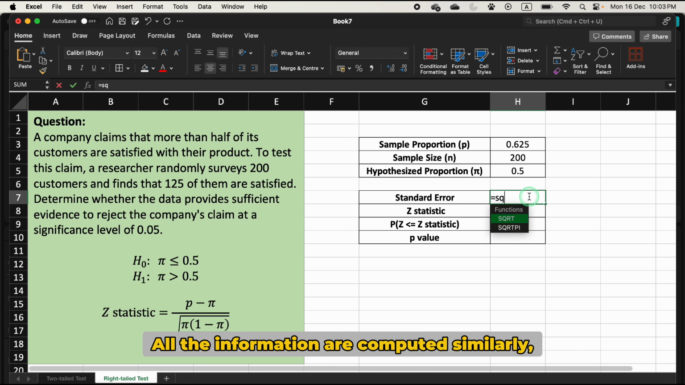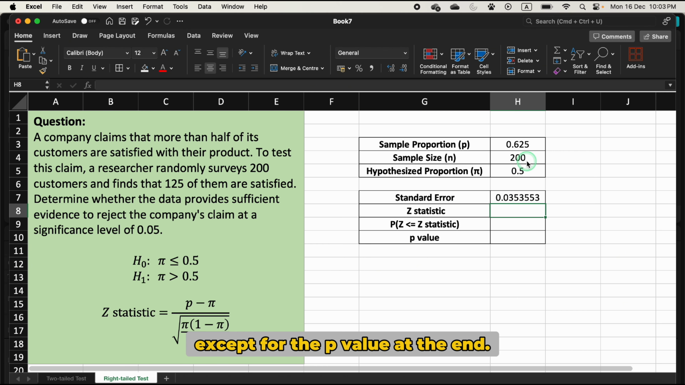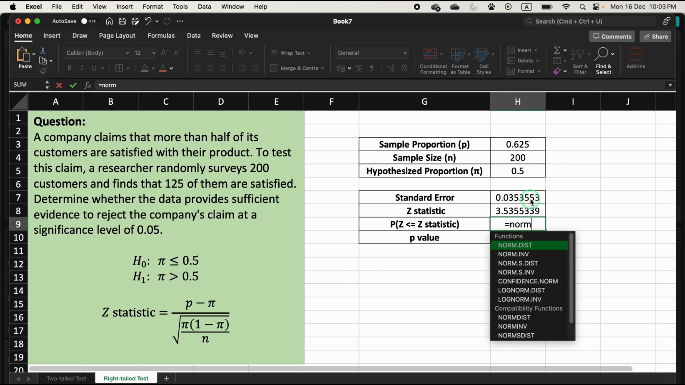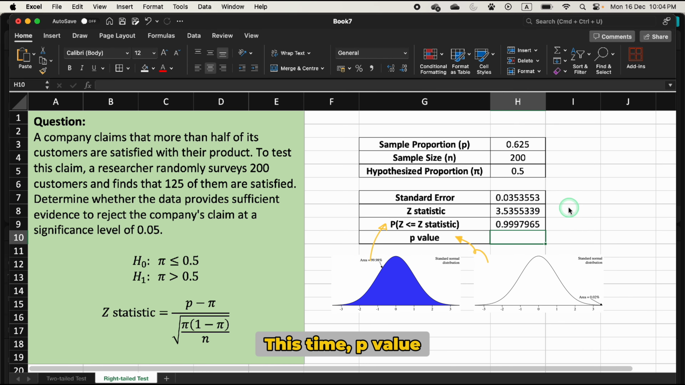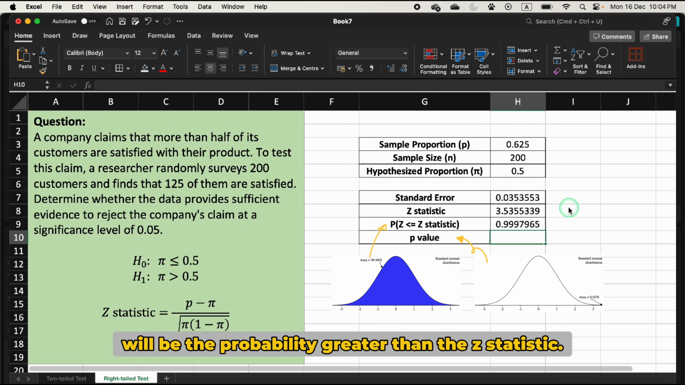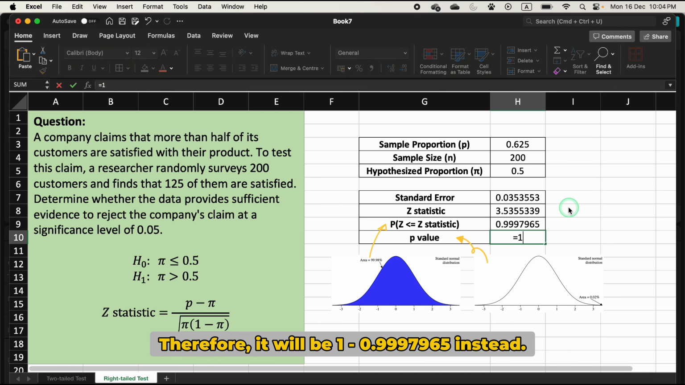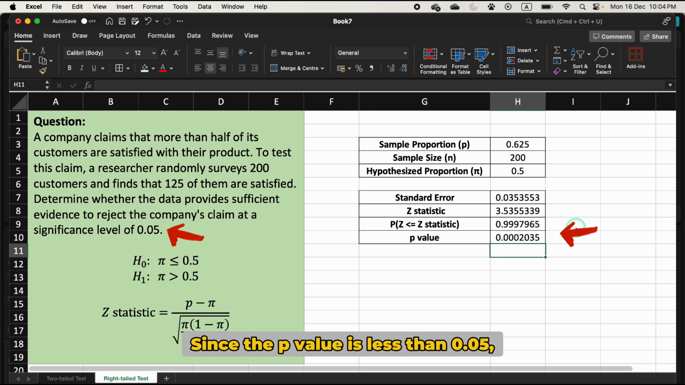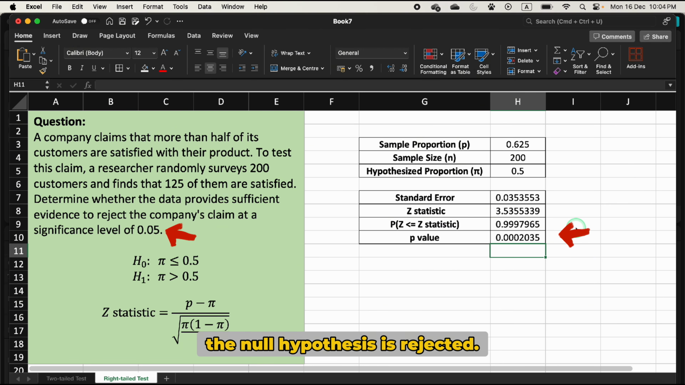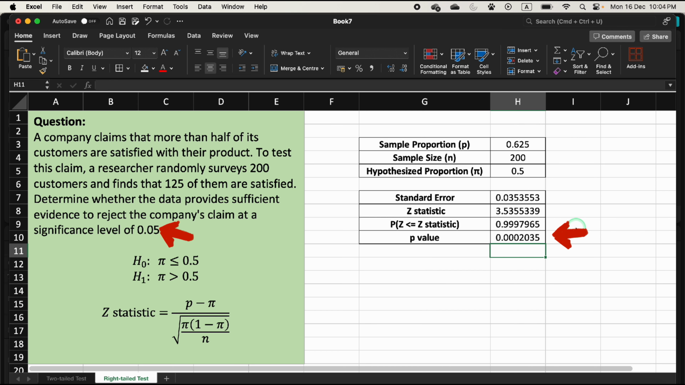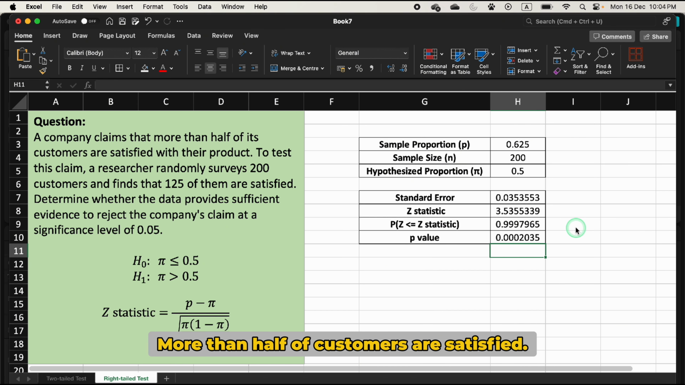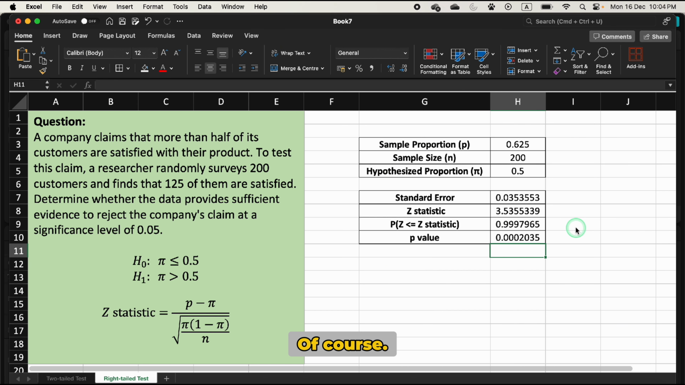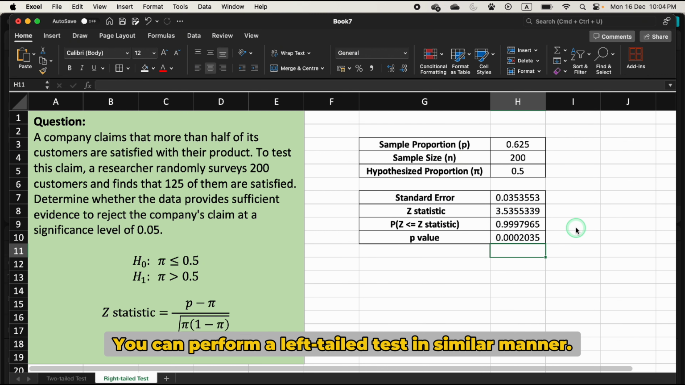All the information is computed similarly, except for the p-value at the end. This time, the p-value will be the probability greater than the z-statistic. Therefore, it will be 1 minus 0.9997965 instead. Since the p-value is less than 0.05, the null hypothesis is rejected. More than half of customers are satisfied. Of course, you can perform a left-tailed test in a similar manner.